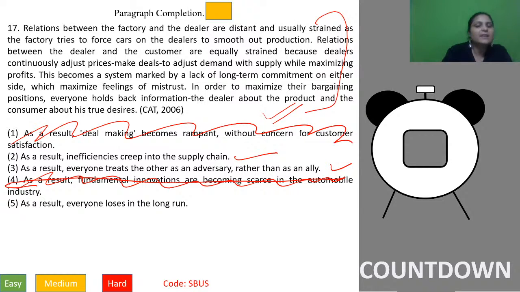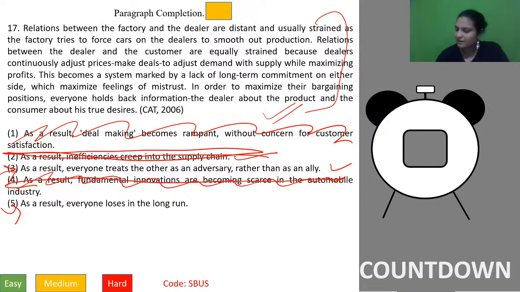Option number 2 and 3. Again, we are never talking about a supply chain here. We are just talking about adjusting the demand with the supply. We are not talking about the entire value chain, starting from the factory to the dealer to the customer. So option 2 is crossed out. 3 and 5 look to be a little promising. Has anybody used option number 3? I don't guess so. People have used option number 5.